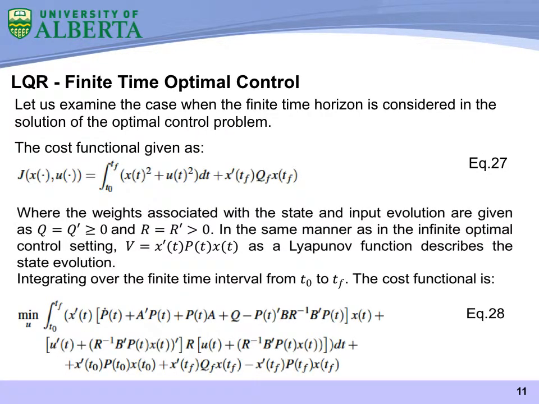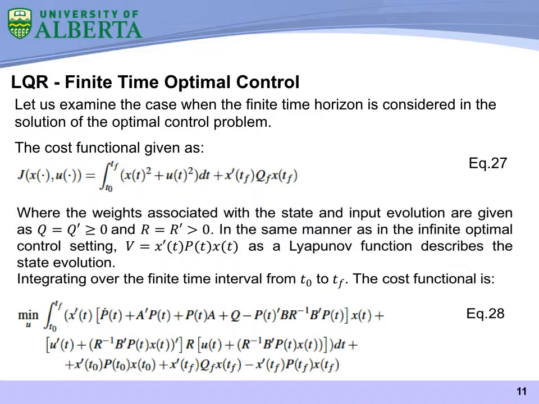How about finite time? Finite time is just from T0 to Tf. Everything stays the same. Now we consider the finite time horizon. We don't consider the infinite time horizon. The setting is again identical, however, we have some function. Previously it was x transpose P x, which was not a function of t. Now we have a function of t, and this is a Lyapunov function.